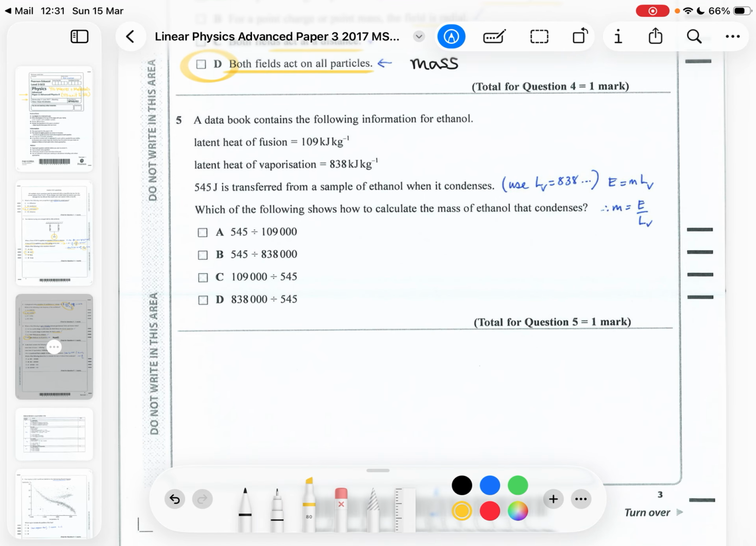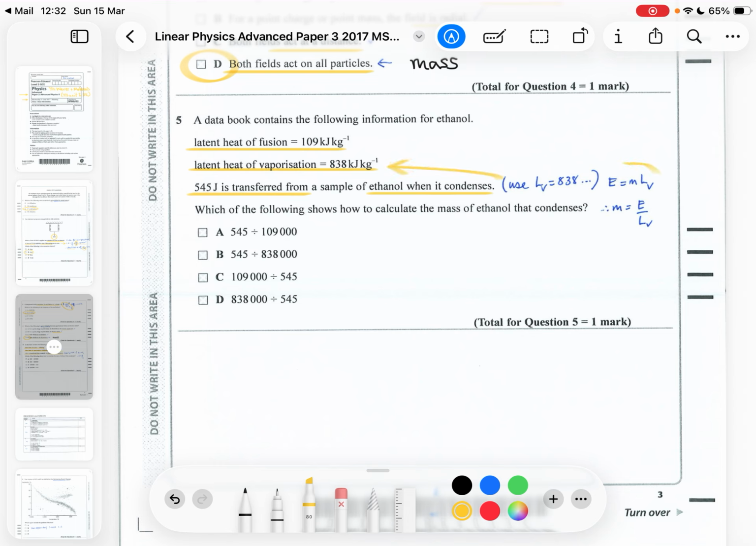Question 5, a data book contains information on latent heat of fusion, which is a change of state between solid and liquid in either direction, and the latent heat of vaporization. So it also can be used for condensation. Okay. So if you vaporize something, you go in an opposite direction, you're condensing it. Okay, so 545 joules is transferred from ethanol when it condenses. Okay, so when it condenses, it's making bonds. So we need to use this value.